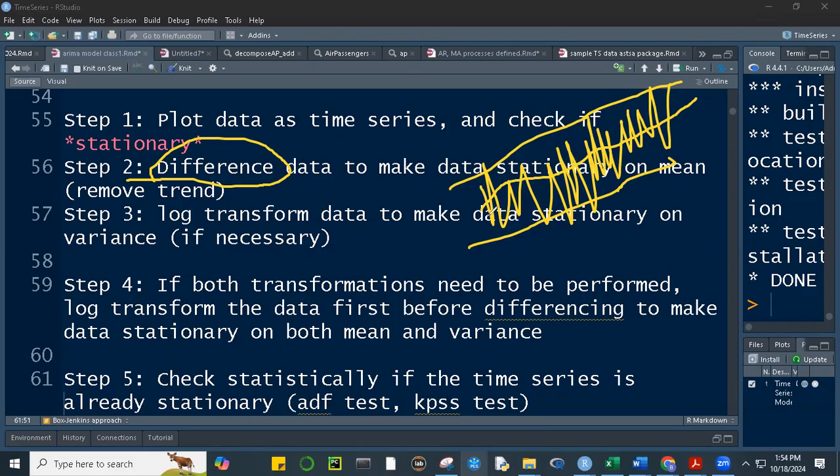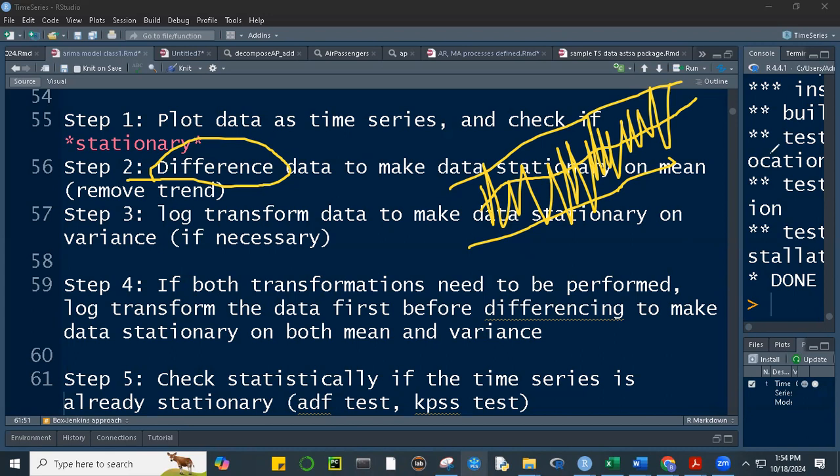So if there's non-constant mean, then you can difference the data. Oftentimes, differencing the data will treat that. Sometimes it does not, so maybe you need to take another differencing. Sometimes you might need 2 differencing, but oftentimes, class, 1 differencing might suffice.